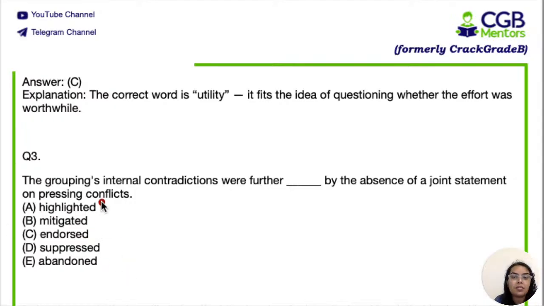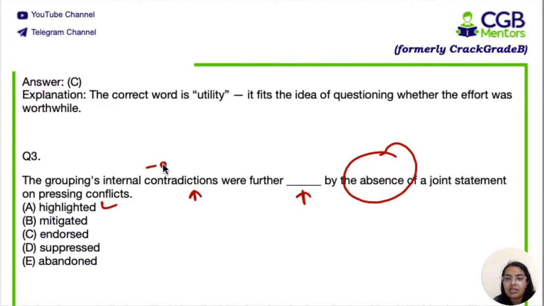Answer is very simple. A. The grouping's internal contradictions were further highlighted by the absence of, see, contradictions is negative.